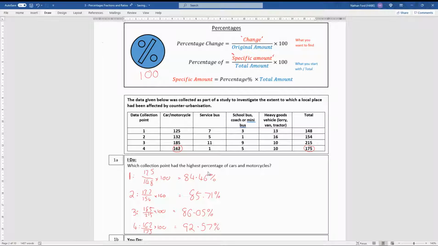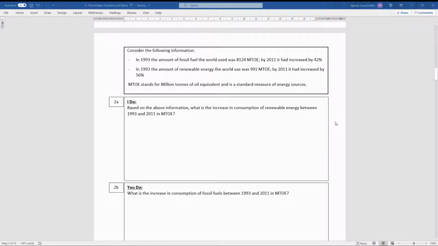So which collection point had the highest percentage of cars and motorcycles? That would be collection point 4 with 92.57%. You can pause the video now, and there's a question below that you can try. Hope you found that fairly easy.